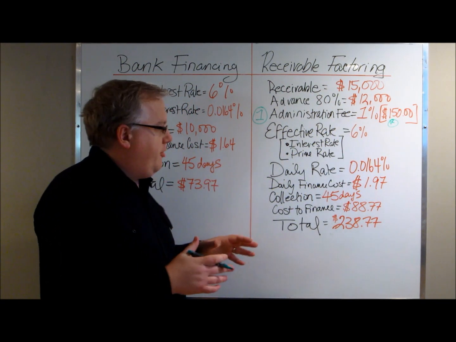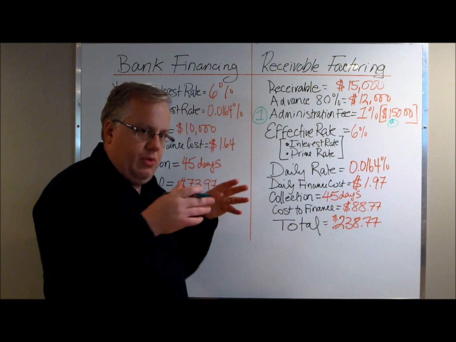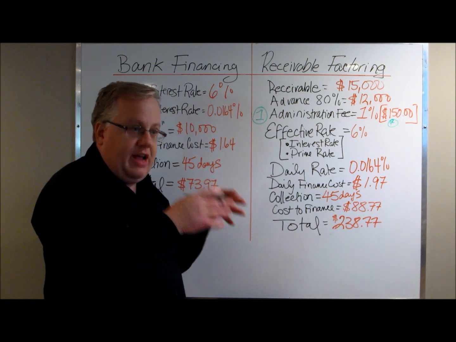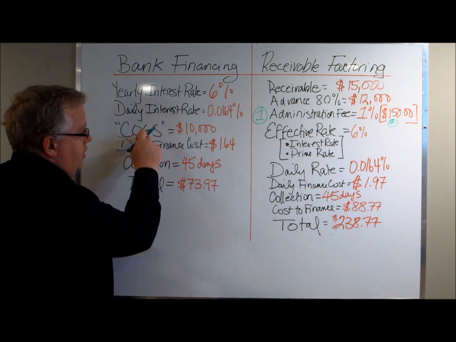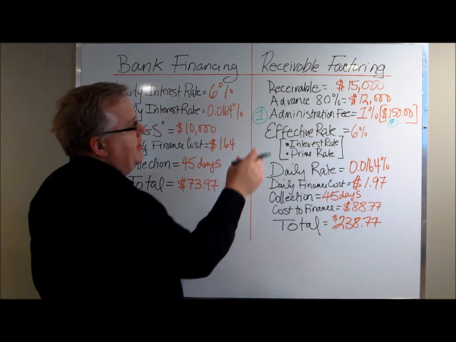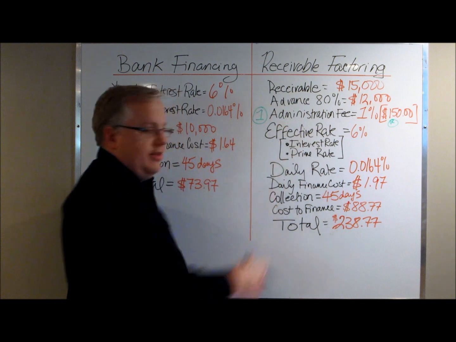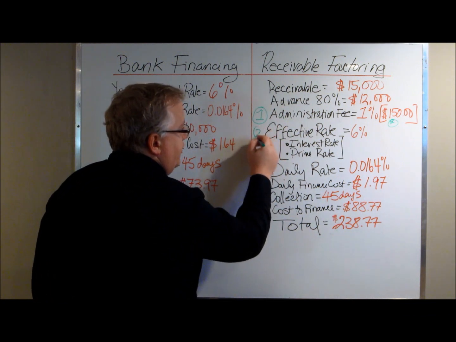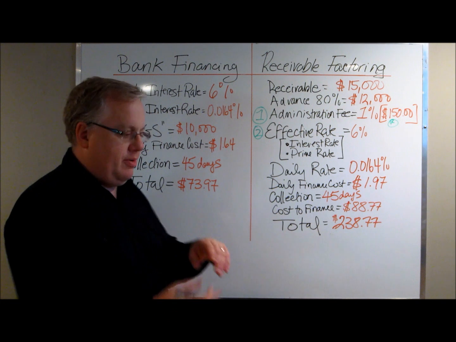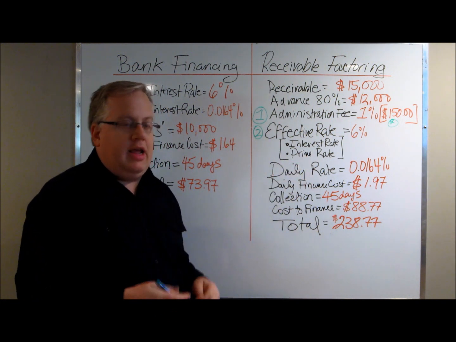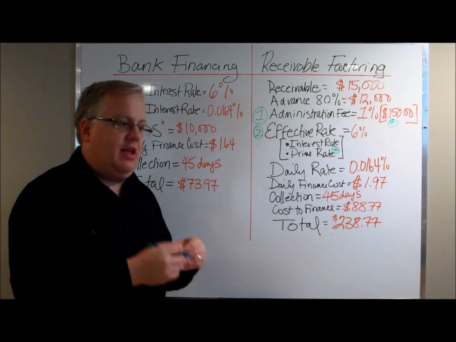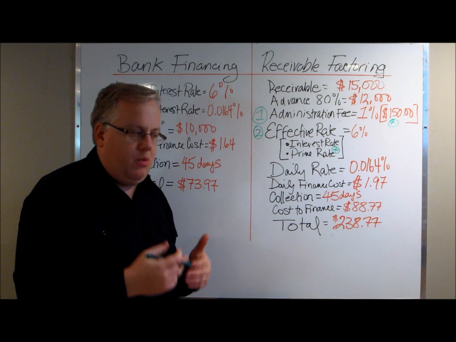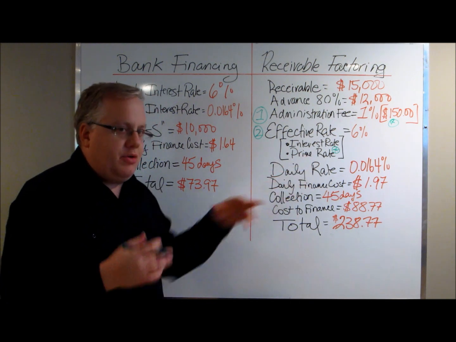Now, the second portion of their cost is a daily cost of capital charged against the advance. With bank financing, you're covering a cost to finance your receivables against the cost of goods sold. But with receivables factoring, it's a cost applied against the advance that the company gives you. So here's the second difference. The effective rate that they charge you is made up of the interest rate and the going prime rate. I'm going to put a little star here because it's a good idea to track the prime rate to make sure that the financing company you're working with is giving you good rates. You can always check what the going prime rate is.